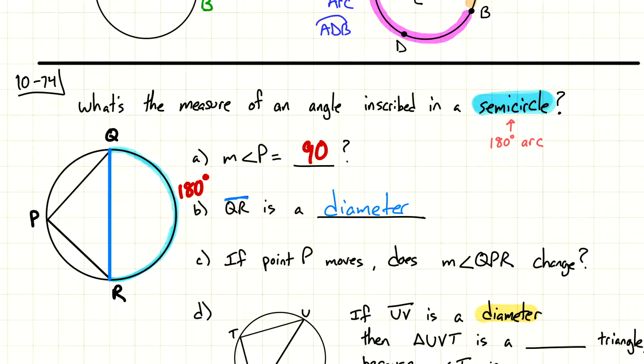How do I know this is diameter? Well, this is a semicircle, so it cuts it in half. So that must mean this line is going through the center. So that must be a diameter.